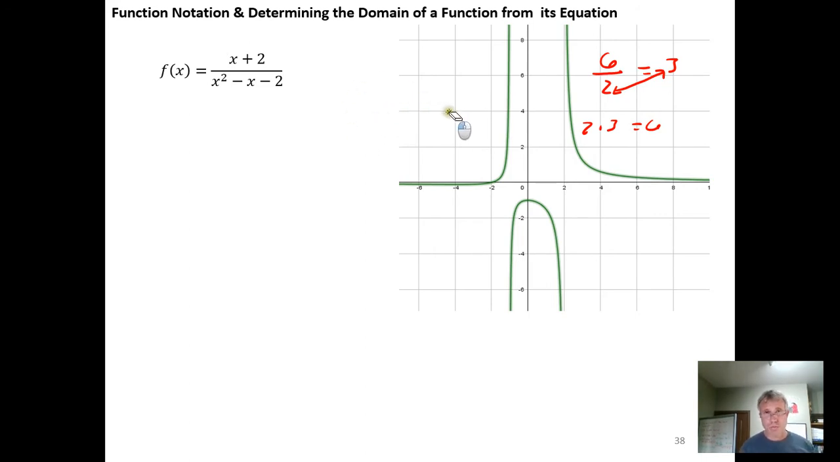So when we're working with rational functions, what we want to understand is we can't have a division by 0 because we would get something that's undefined. So what we wind up needing is for the denominator to not equal 0. We need x squared minus x minus 2 to not equal 0. It can be any real number that it wants, but not that real number, not 0.